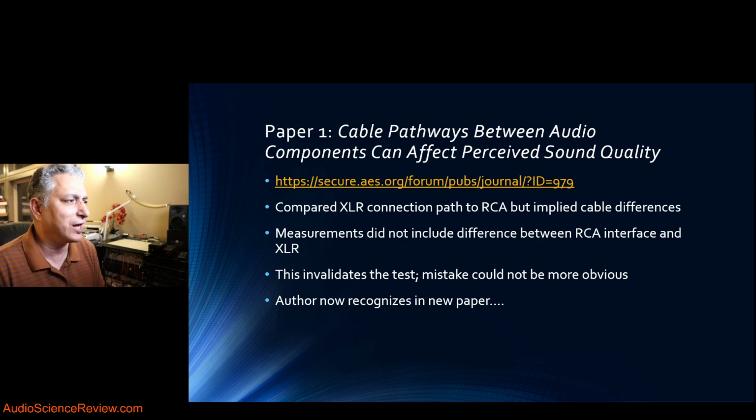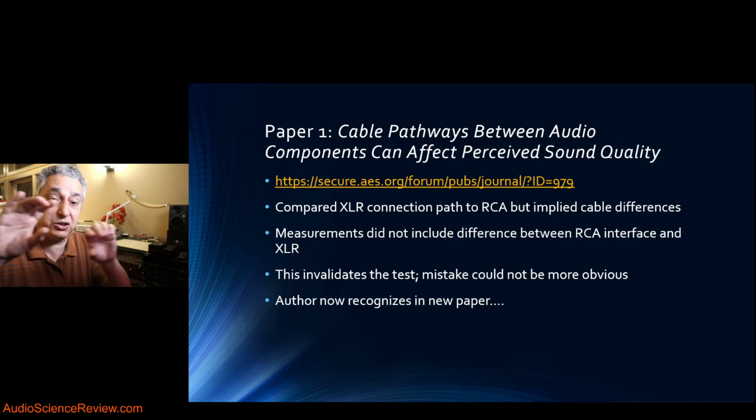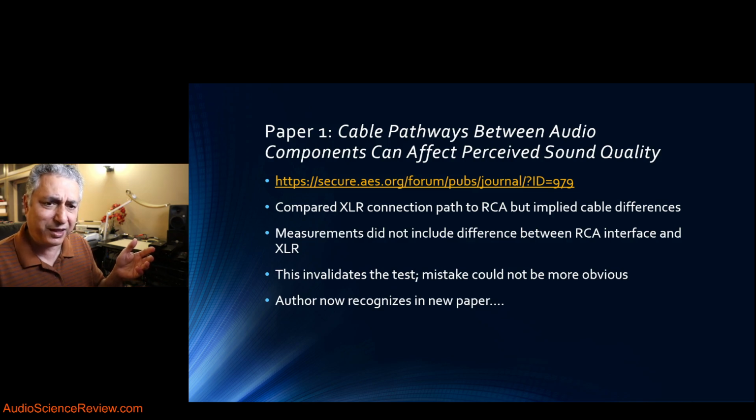And that paper came out last year and was published in AES, and it was phrased as cable pathways between audio components can affect perceived sound quality. And what he did was that he took a DAC and an amplifier and connected both XLR and RCA connections to the amplifier, and then AB switched the amplifier between the balanced input and unbalanced input. The implication of the whole paper is that he's showing the differences between the 2 cables.